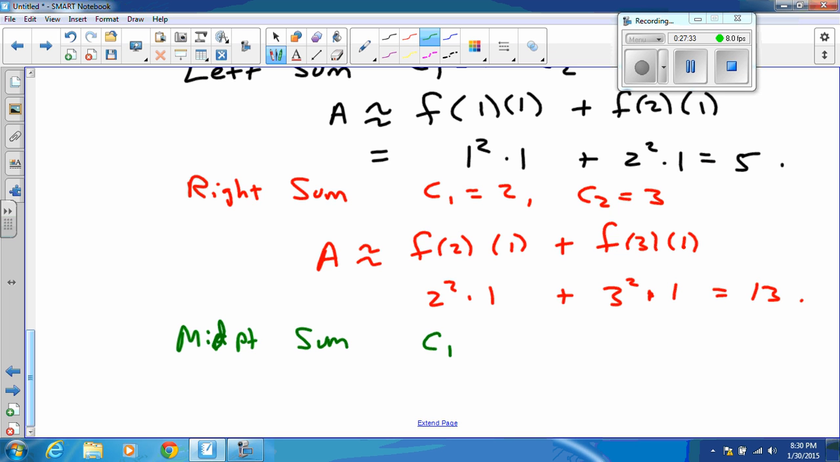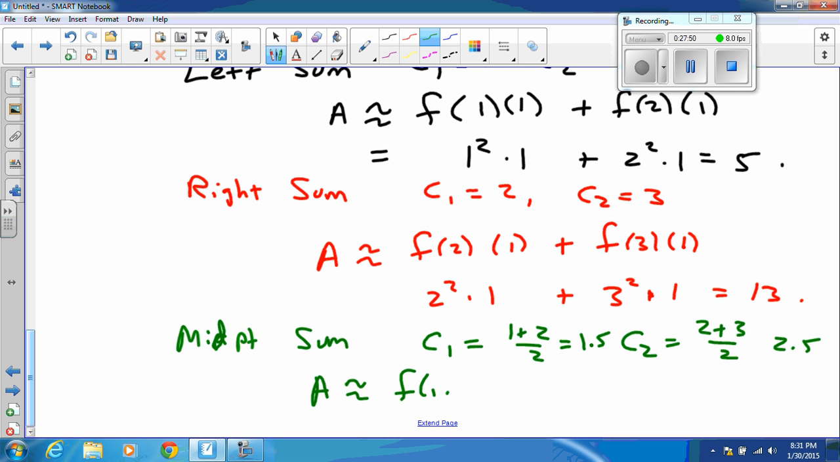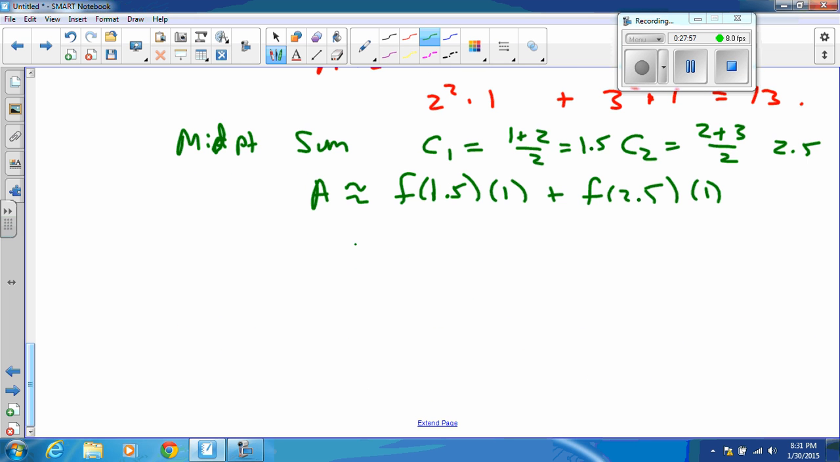And now if I choose the midpoint sum, then for the midpoint sum, I'm going to take the x values that are in the exact middle of each subinterval. So my midpoint sum is going to be the average of 1 and 2, and the average of 2 and 3, that's 1.5, that's 2.5, so that my area is approximately f of 1.5 times 1 plus f of 2.5 times 1, which is 2.25, plus 6.25, which is 8.5. Look at that. My midpoint sum actually is pretty darn accurate.